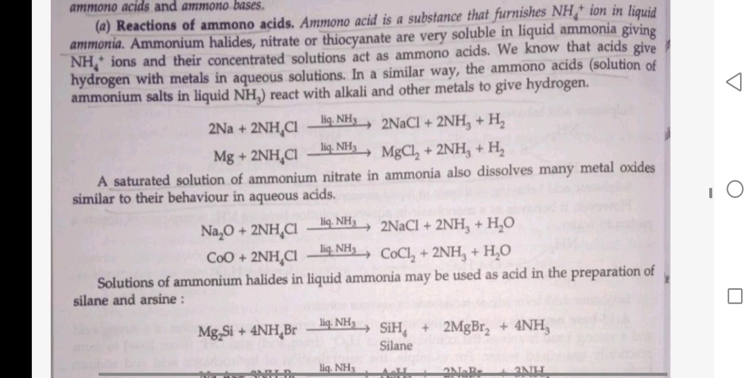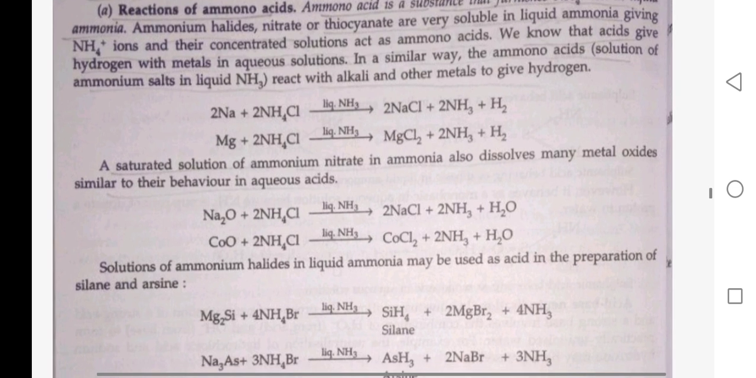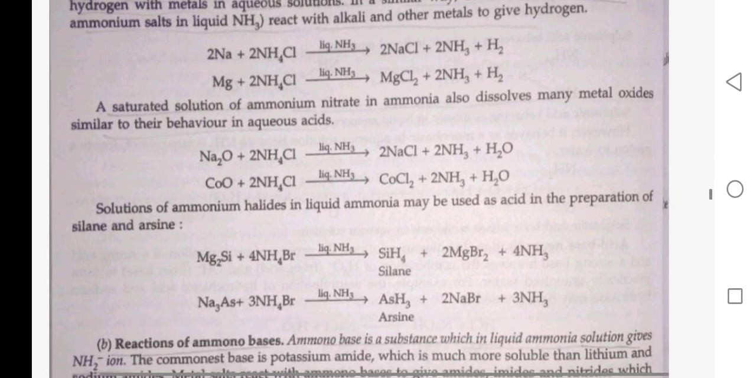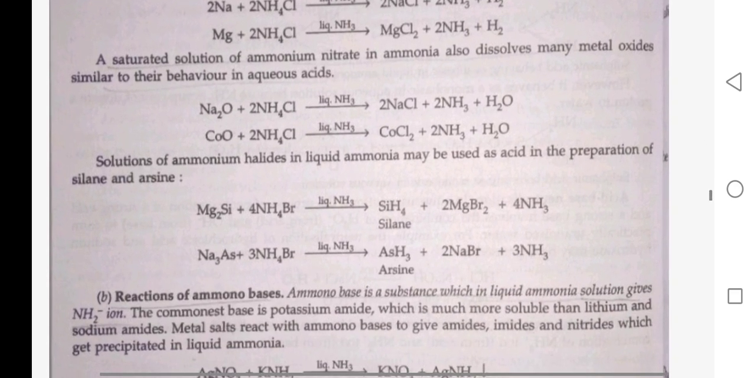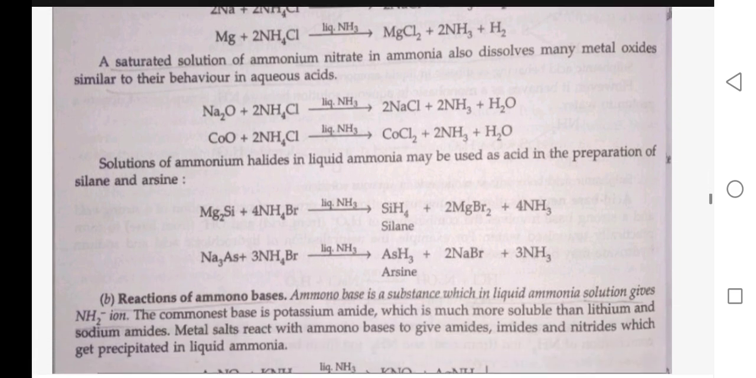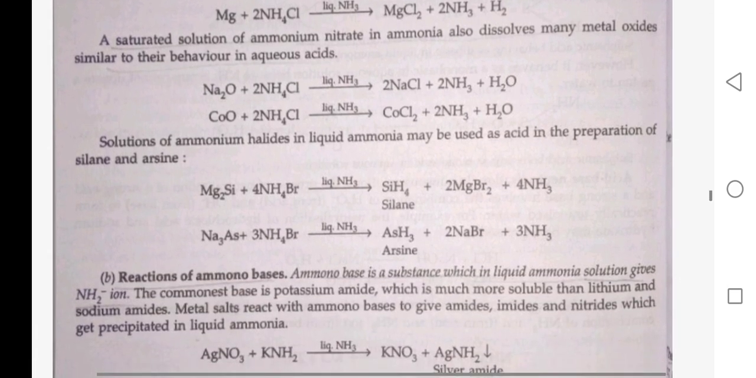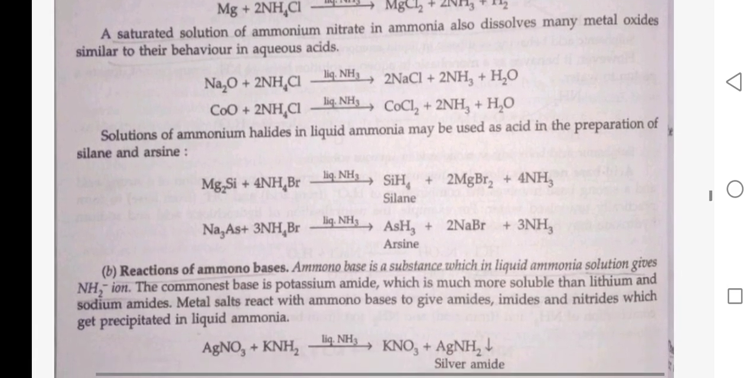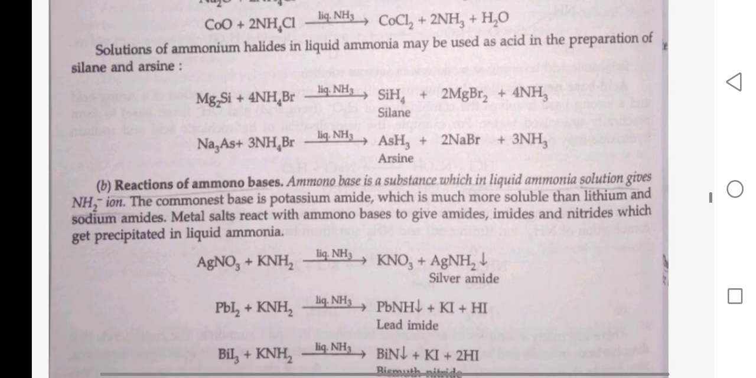as an ammono acid. We know that acids give hydrogen with metals in aqueous solution. In a similar way, ammono acids, ammonium salts in liquid NH3, react with alkali and other metals to give hydrogen. A saturated solution of ammonium nitrate in ammonia also dissolves many metal oxides, similar to their behavior in aqueous acid.